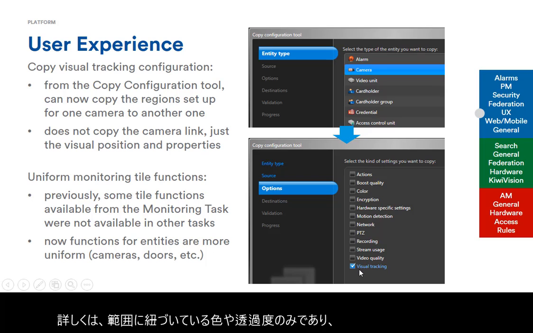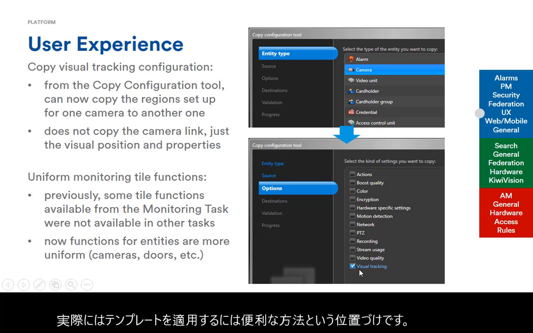So when we define areas and we give it a color and a transparency, and then we link it to a particular camera, it's going to copy the boxes that we have set up, and the colors and the transparency. It's not going to copy the links, however. So it's good for making a template.